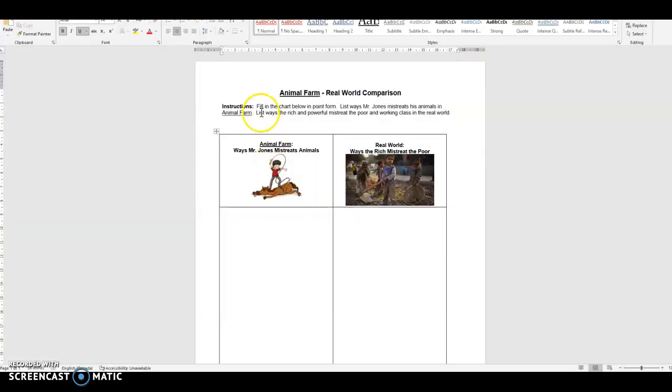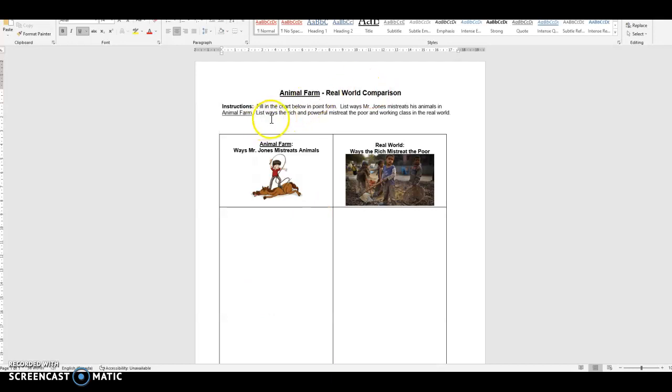What you're going to try to do is fill in the chart below in point form. You're not submitting this to me. This is for your own rough work here, so you can use point form. It says, list ways Mr. Jones mistreats his animals in Animal Farm. If you've read through chapters 1, 2, and 3, you should be able to come up with a pretty long list of ways that the farmer, Mr. Jones, mistreats the animals. Okay?